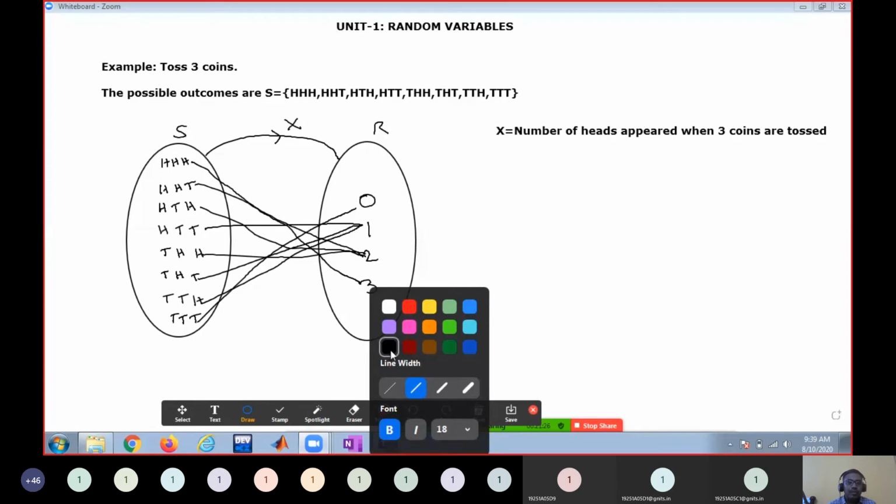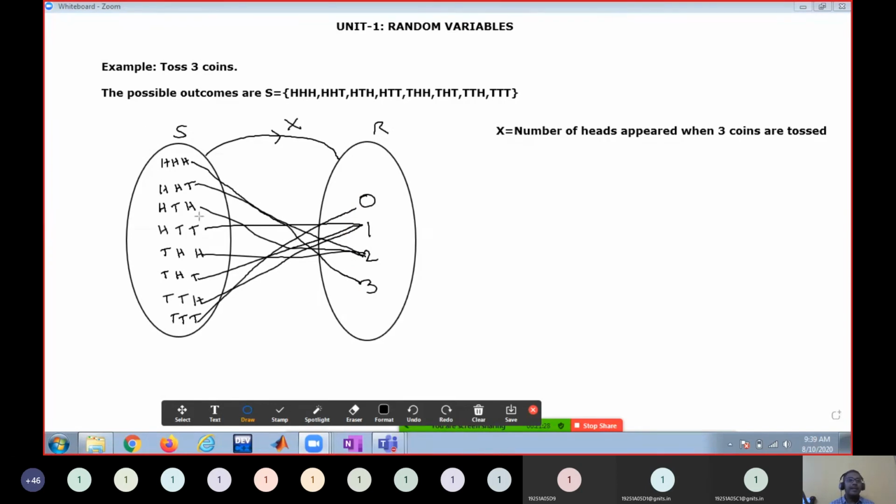So now I have a mapping. I have a mapping from sample points to the set of real numbers. I have a mapping from the sample space to the set of real numbers. Now you ask any question.